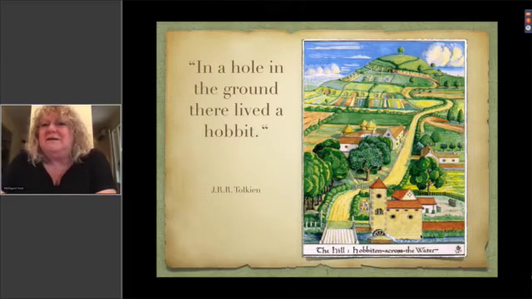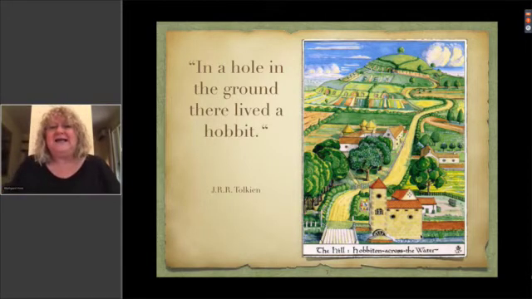This book was written over 75 years ago. The story is that Tolkien was grading tests. He was a college English teacher. He was grading tests, and people would write their answers in these little books. And he came to a page that was blank. And he wrote these words, in a hole in the ground there lived a hobbit. And everything sort of grew from there.